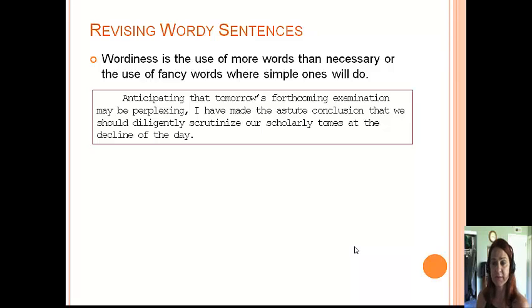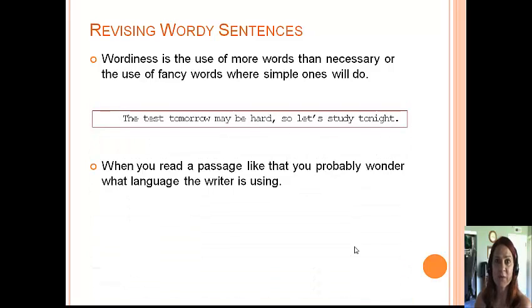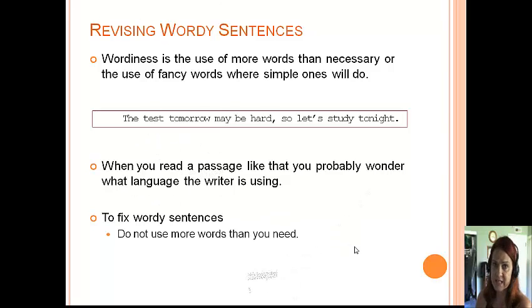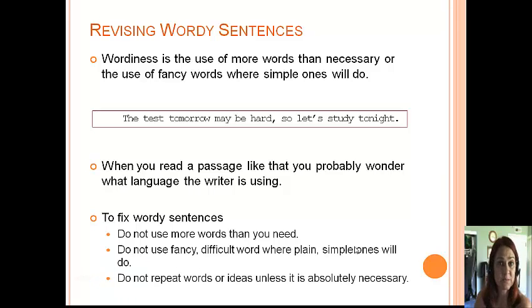You look at that and probably say what? What kind of language is that? Let's look at what it really means. The test tomorrow may be hard, so let's study tonight. Okay, so we want to knock out all the extra words and all the highfalutin talk. The way you can do this to fix your wordy sentences is don't use more words than you need. Don't use fancy, difficult words where plain, simple ones will do the job. And don't repeat words or ideas unless it's absolutely necessary.